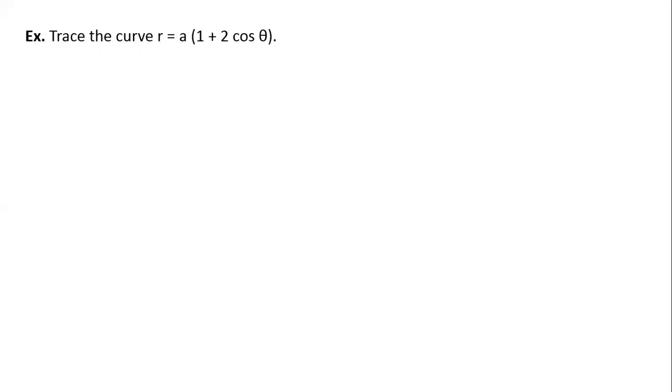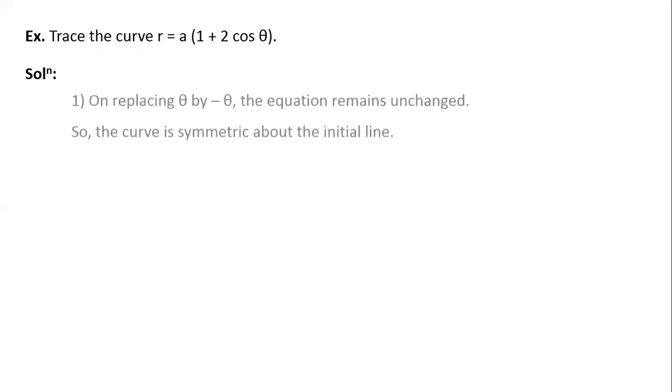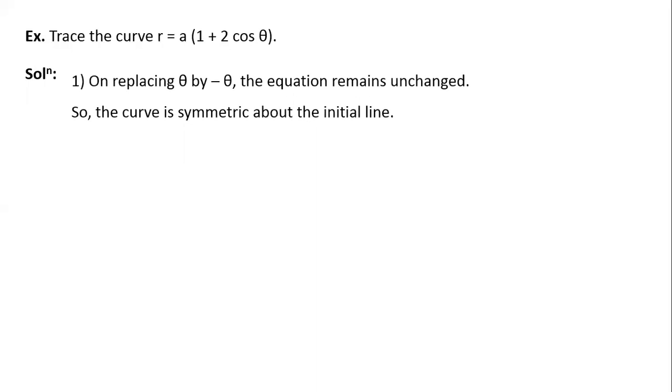Property 1 is that on replacing theta by minus theta, if the equation remains unchanged, then the curve is symmetric about the initial line. As cos of minus theta is equal to cos theta, the equation remains the same. Property 1 is satisfied. So the curve is symmetric about the initial line. Okay. Property number 2, on replacing theta by pi minus theta, if the equation remains unchanged, then the curve is symmetric about the vertical axis. Now cos of 180 minus theta will be minus cos theta. So we are not getting the same equation.